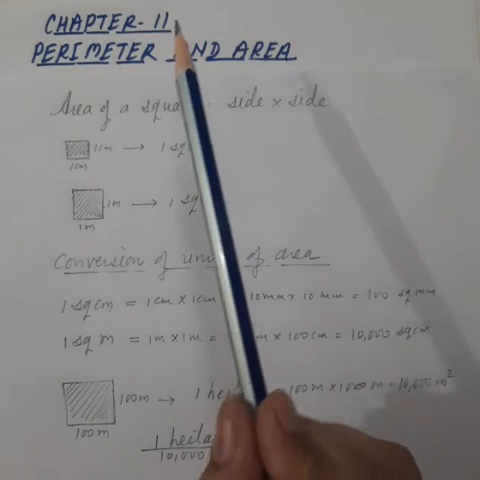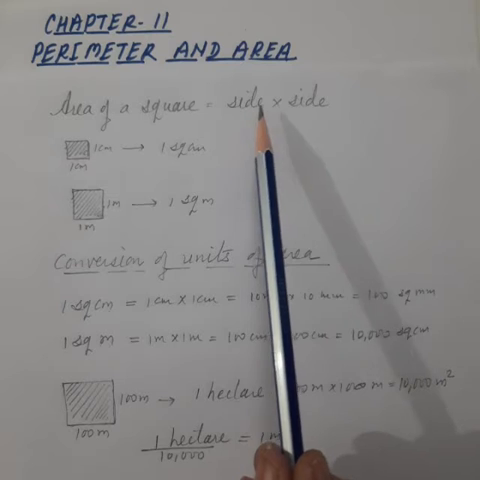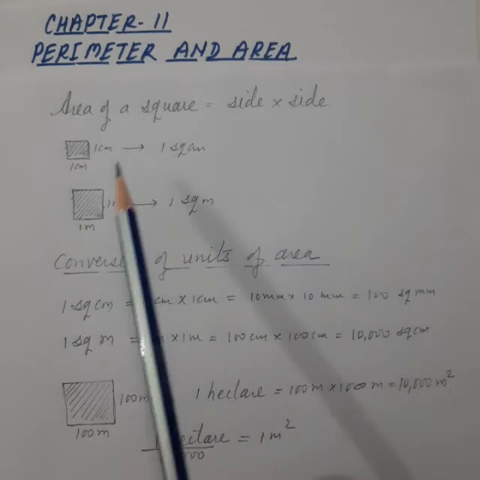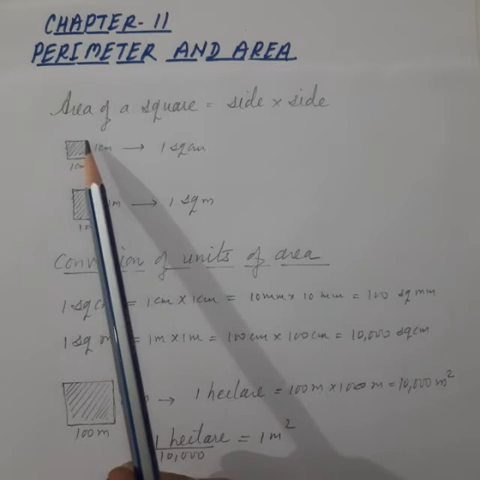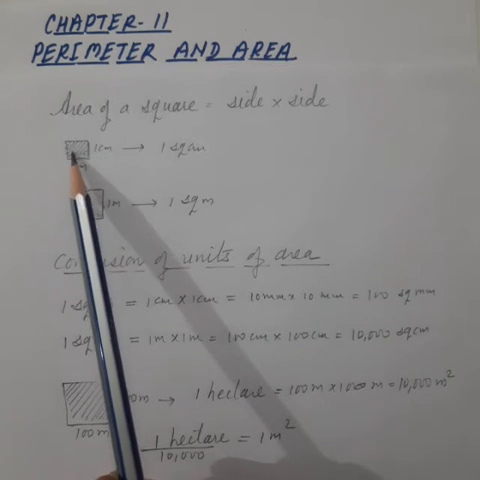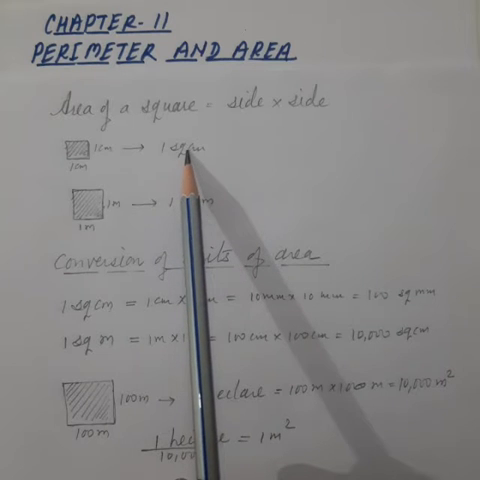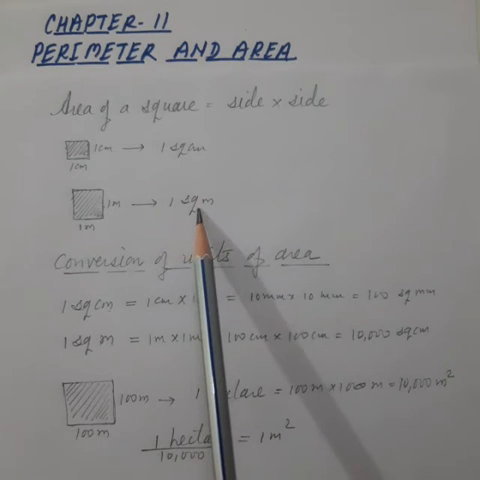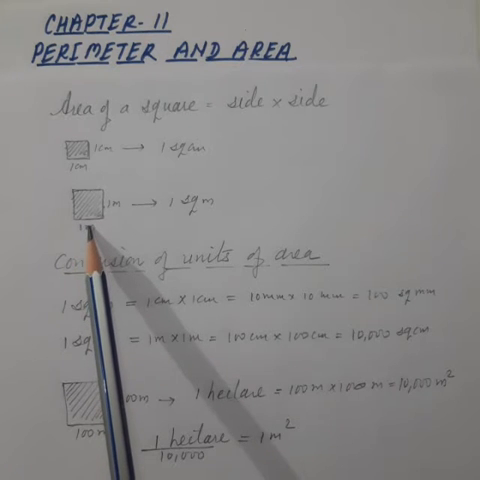In chapter 11, perimeter and area, we learned that the area of a square is side into side. To measure the area of any figure, the area, that means the surface enclosed by a square of side 1 centimeter, is taken as 1 square centimeter. 1 square meter is the area of a square with side 1 meter.